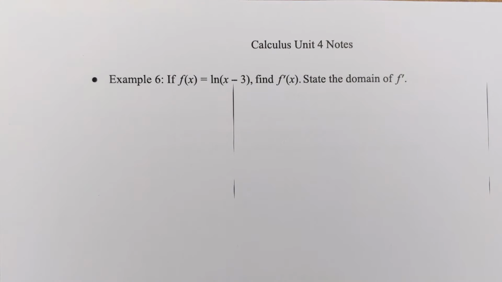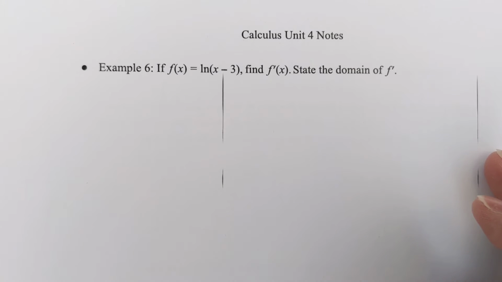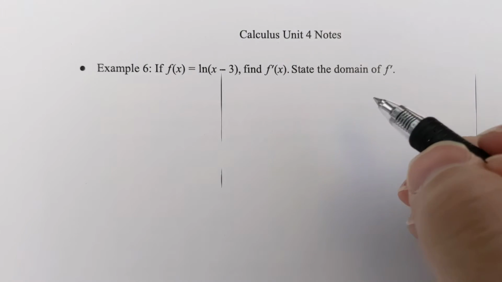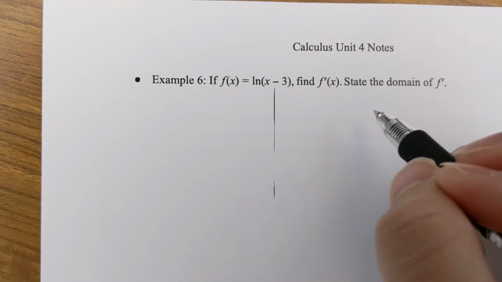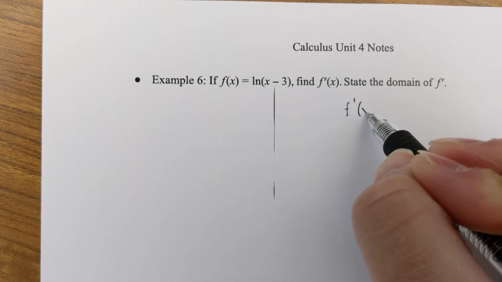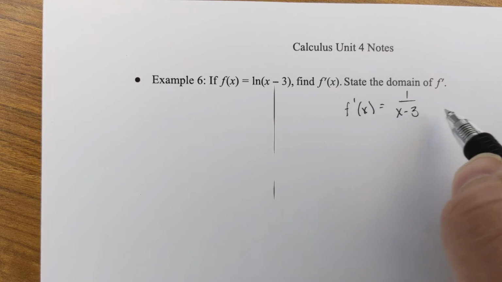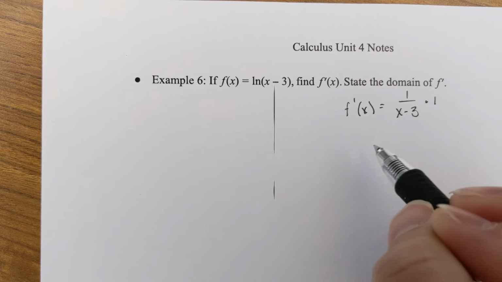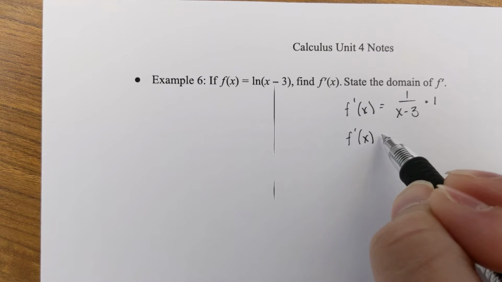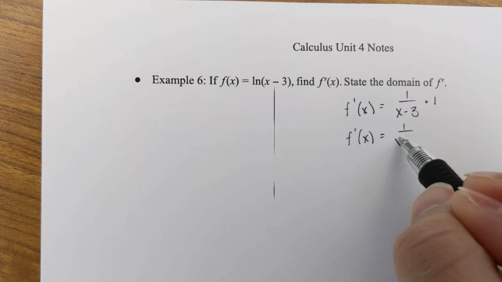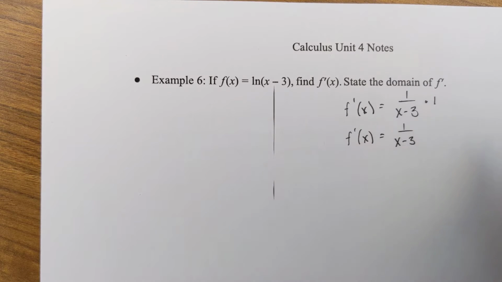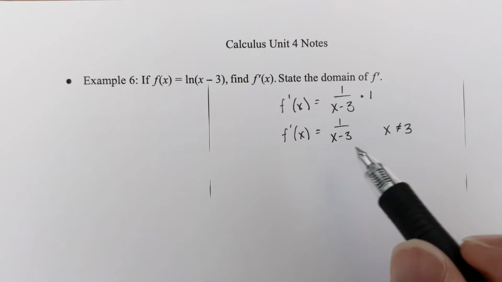Okay, example 6 says if f of x equals ln of x minus 3, find f prime of x and state the domain of the derivative. So f prime is the derivative. The derivative of the natural log is 1 over whatever's inside the log times the derivative of what's inside the log. So this would be just 1 over x minus 3. The domain of f prime is x cannot equal 3, because that would make this 0.